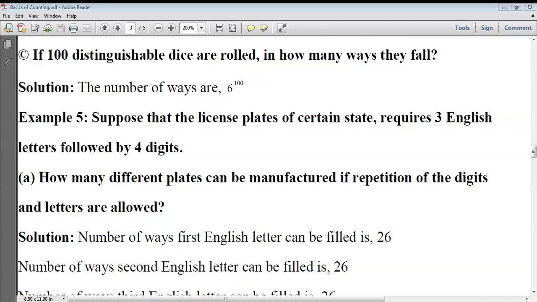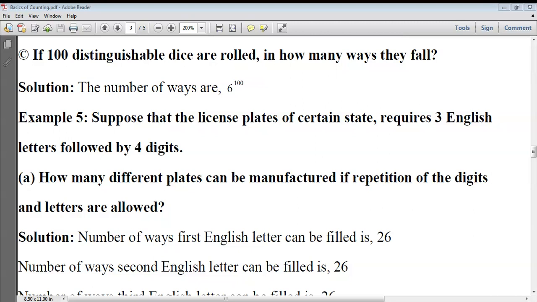For the fifth place again you need to fill with a digit. Since repetition is allowed, for the fifth place the number of chances is 10. For the sixth place again it is a digit, 10 chances, and for the seventh place it is also a digit, it has 10 chances.